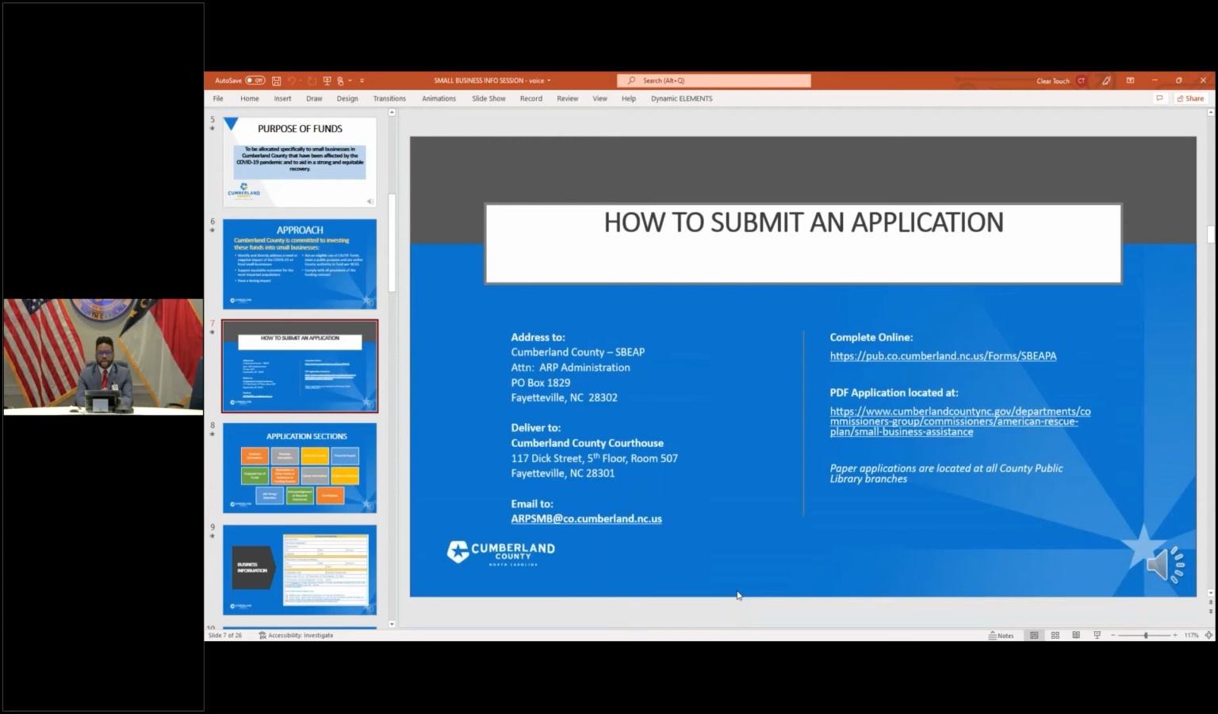But as far as the best advice we can give, your application and the proposed funding amount really needs to be tied back to a specific COVID-19 issue. It needs to make sense for your business. I think that's the easy way to say it. It needs to make sense for your business.